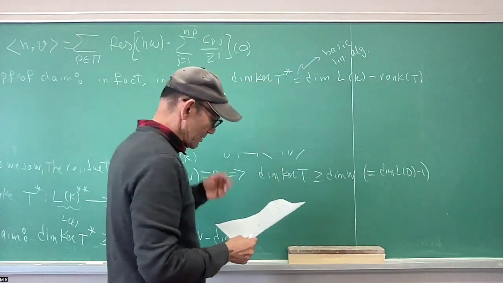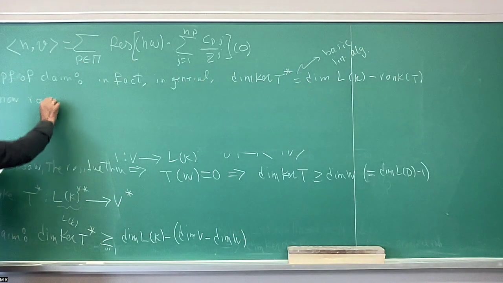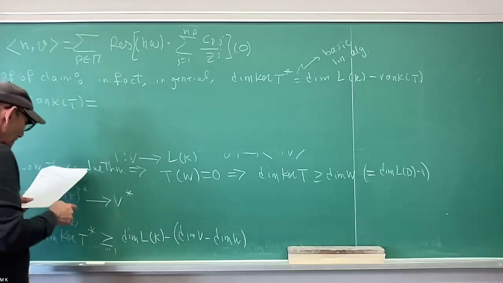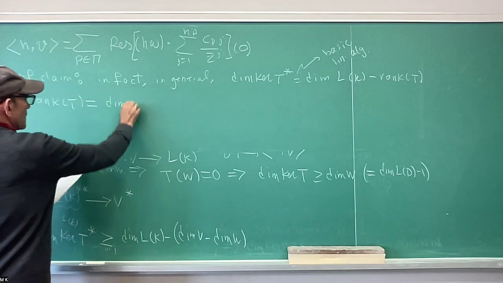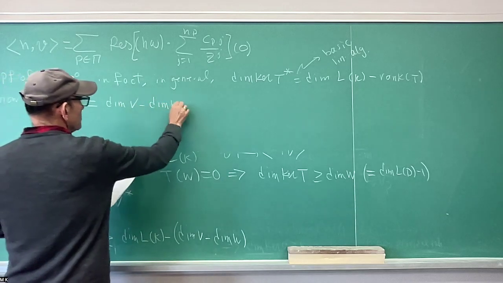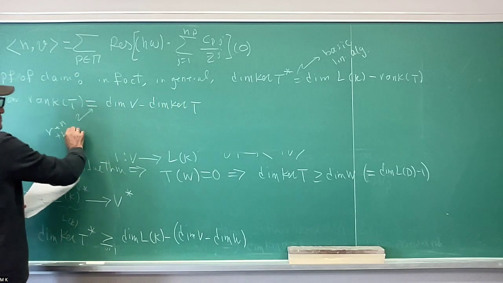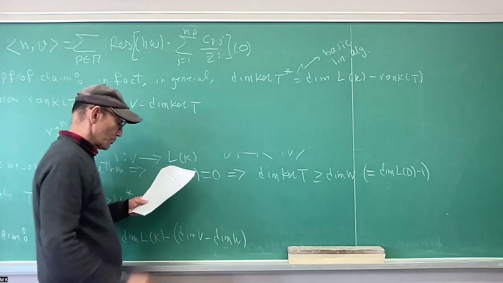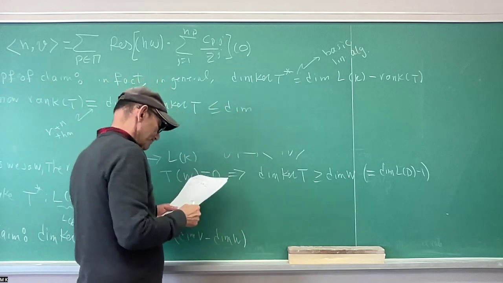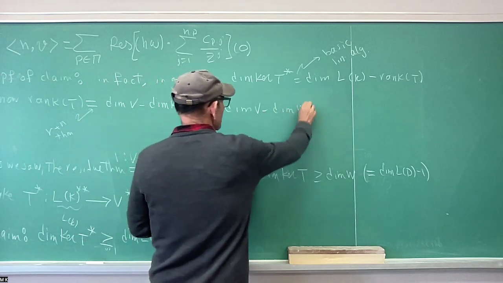But rank, we know that is the dimension of the image. Now rank of T, yes. Rank of T is equal to dimension of V minus dimension of kernel of T. This is the rank plus nullity theorem. But this is less than or equal to dimension of V minus dimension of W.